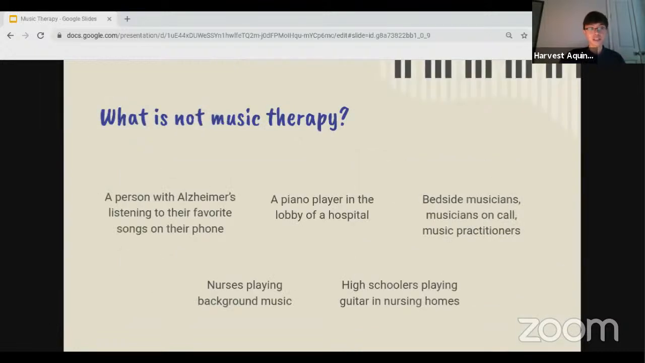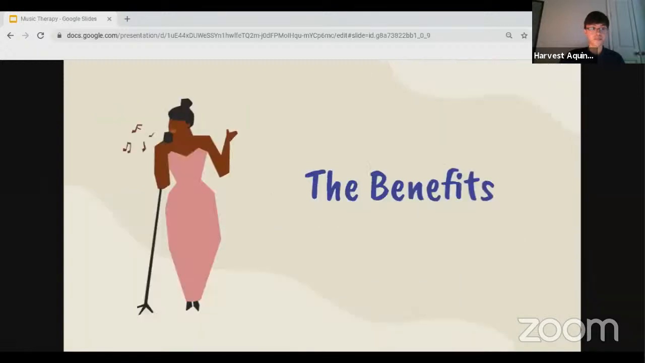The AMTA also clearly states some examples of what is not music therapy. So we have a person with Alzheimer's listening to their favorite songs on their phone, a piano player in the lobby of a hospital, people who call themselves bedside musicians, musicians on call, music practitioners, nurses playing background music, high schoolers playing guitar in nursing homes. And while these things are all very good, they just don't match the definition of music therapy because they lack a credentialed professional.